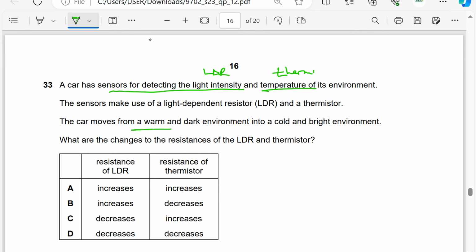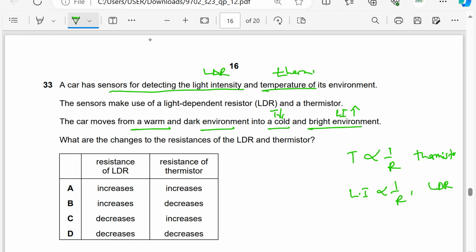The car moves from a warm, dark environment to a cold, bright one. That means temperature decreases and light intensity increases. What are the changes to the resistance of the LDR and the thermistor? Remember, for a thermistor, temperature is inversely proportional to resistance, and light intensity is inversely proportional to resistance for the LDR. So since temperature decreases, the resistance increases for a thermistor.